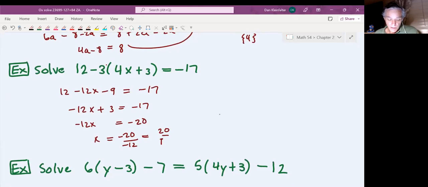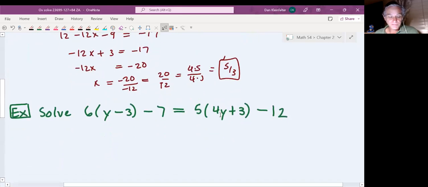And that's 4 times 5, 4 times 3. That will be 5/3, our fractional answer, but that's okay.